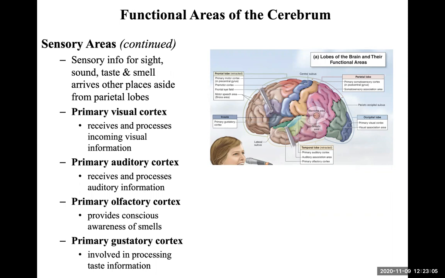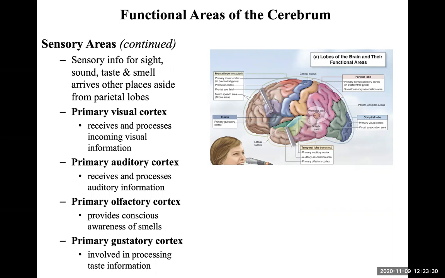But aside from that type of information, we have, of course, lots of other types of sensory information. We have visual information that's sensory. We have sound information that is sensory, smell and taste. And all of those go to different areas within the brain, not the parietal lobes.